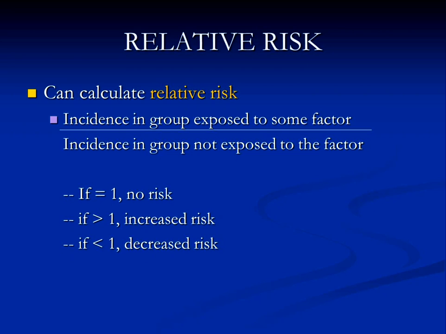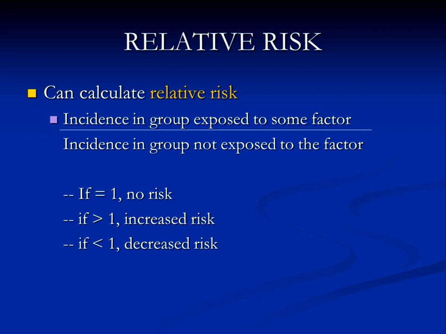divided by the incidence of people that had caries not exposed to fluoride. So let's say we got an incidence of 0.25 being exposed to fluoride. So that would be in our numerator, 0.25. And then our incidence is 0.50 for those that were not exposed to fluoride. So when you divide 0.25 by 0.50, you come out with 0.5.